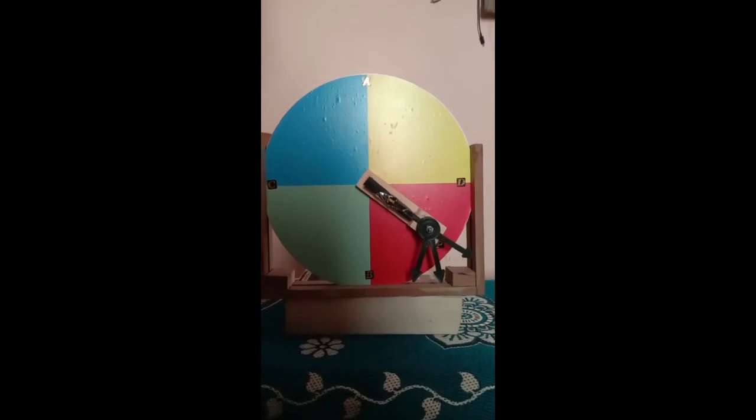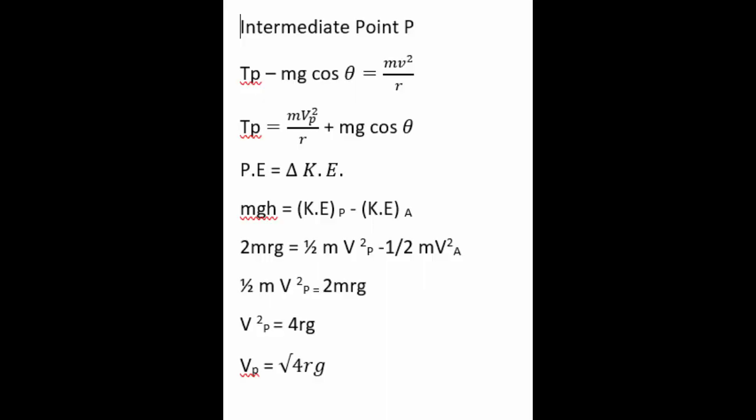The net force at point P in radial direction will be equal to T minus mg cos theta. Therefore, the net centripetal force Fc will be equal to T minus mg cos theta. But we know that the centripetal force Fc is equal to mv square by r. Therefore, tension T will be equal to mv square by r plus mg cos theta.